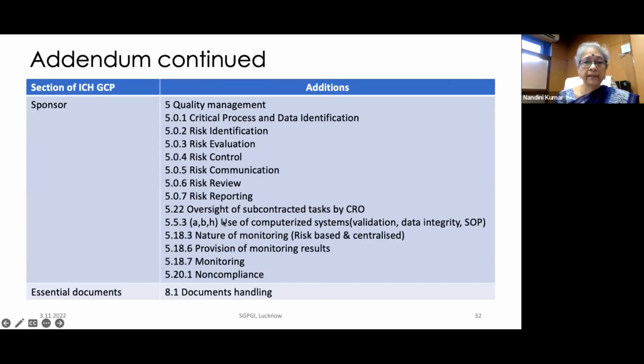And then sponsor. When it came to sponsor, look at the risk thing. The whole onus of risk management fell on the shoulders of the sponsor. Risk identification, evaluation, control, communication, and so on, and monitoring, non-compliance, all these things, the sponsor was held responsible. And also the computerized system for validation and data integrity. I told you, you need to have credible data.